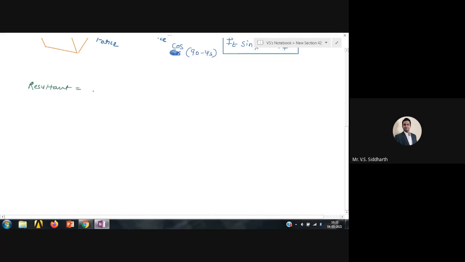So the resultant, can I write Ft? So the resultant of Ft, can I write it as Ff square plus Fr square?